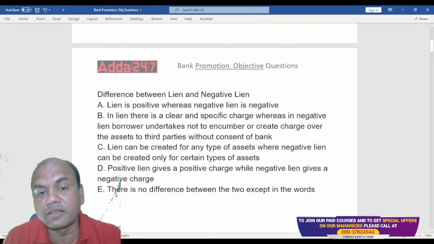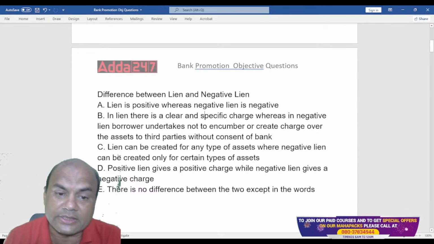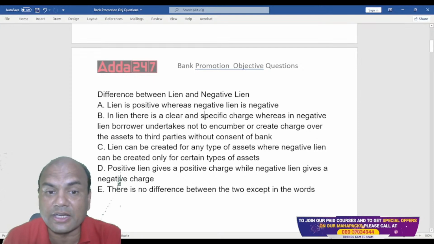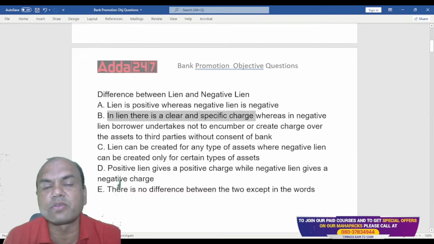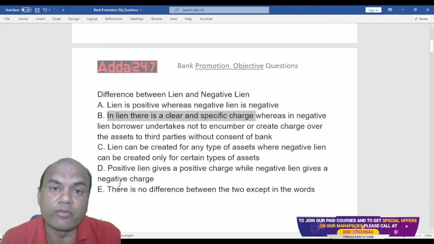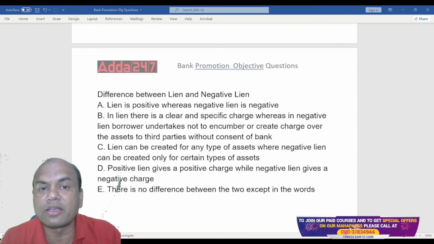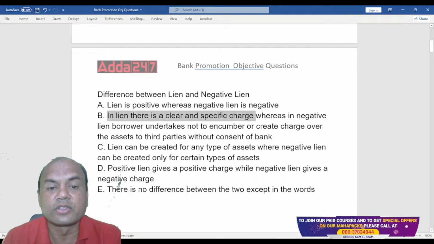In lien, there is a clear and specific charge, whereas in negative lien, the borrower undertakes not to encumber or create a charge over the assets to third parties without the consent of the bank. Now, what do you mean by this? In normal lien, there is a clear and specific charge. It means I take your FD as a lien. Whenever I take an FD document, FD is always under lien. Always remember this. If I take FD as your security, I'll be taking it under lien.